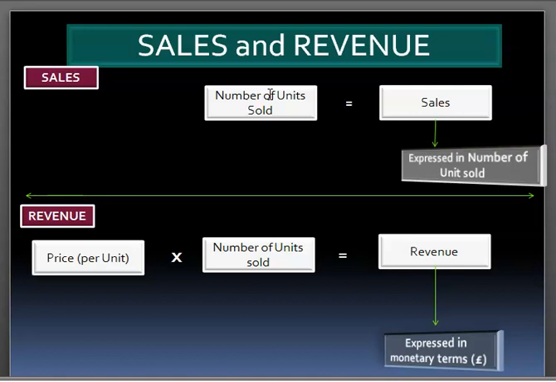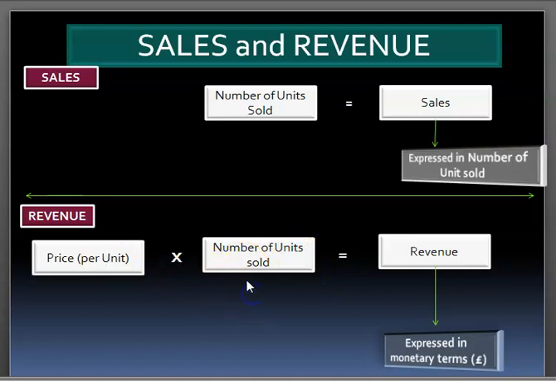Okay. Then the difference between sales and revenue is that revenue is what is expressed in monetary terms. So if I now say to you, how much is your revenue? Your revenue is how much money you make from selling your product. So that's going to be the price per unit times the number of units that you've sold. That's the price that you're charging for each item times the number of sales. The number of units sold is your sales. So you can see the relationship now.